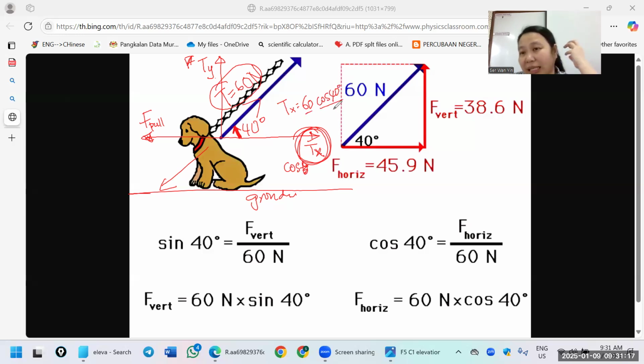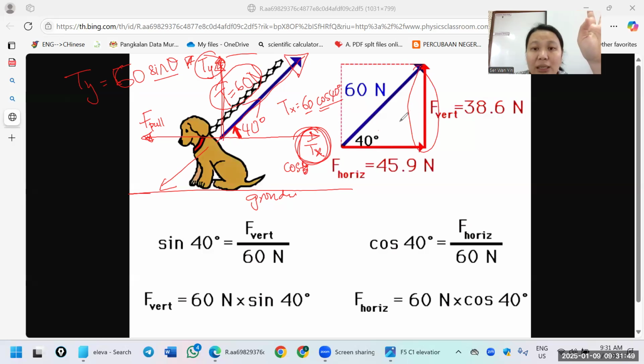So in the simplest way, conclusion, if you want to be fast, you just directly use the original force. Look at the line, touch the angle or not. Touch the angle, cos 40. So this Ty would be the original force 60 sine theta, because this line, even though you move it here, also never touches the angle, means it will be the opposite of the angle. Use sine.